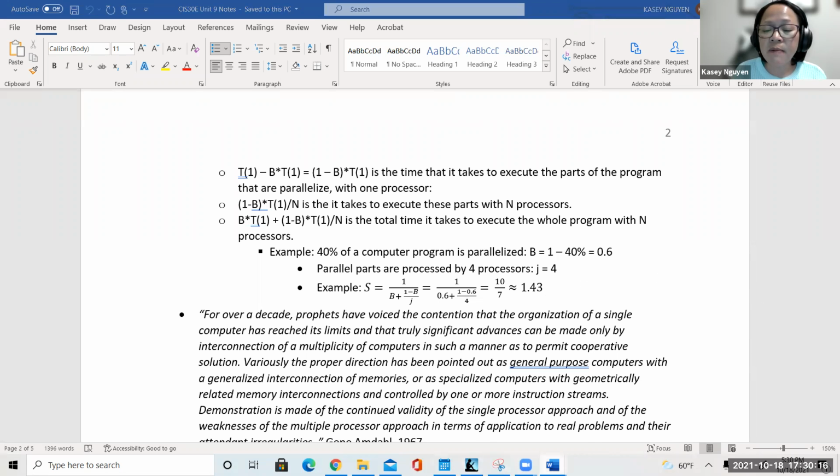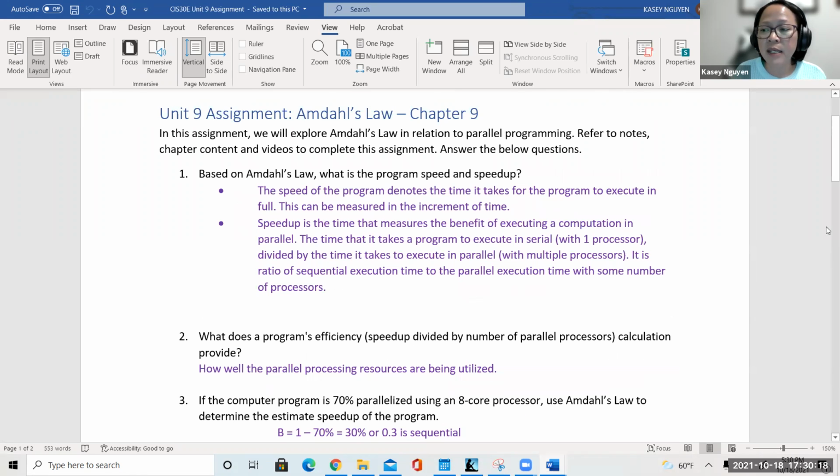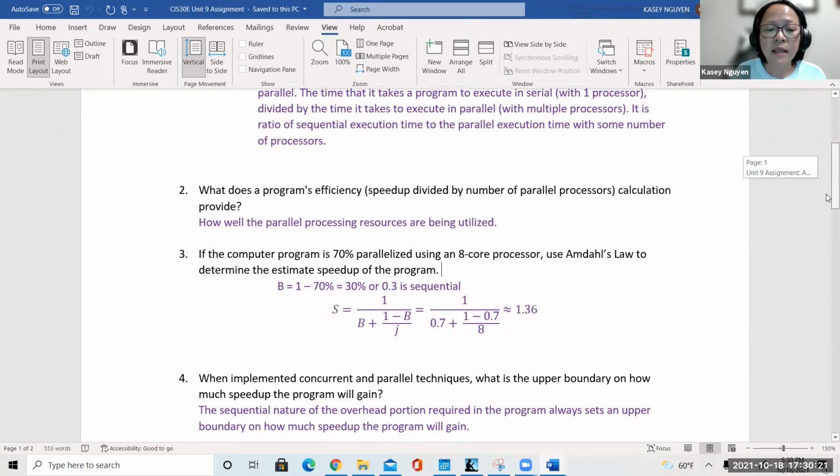All right, so let's practice the calculation for number 3. If the computer program is 70% parallelized using an 8-core processor, use Amdahl's law to determine the estimated speedup of the program. So we need to first determine the B, or the sequential part of the program. We know that it is 70% parallelized, so you would take 1 minus 70%, which gives you 30%, or 0.3, is sequential.